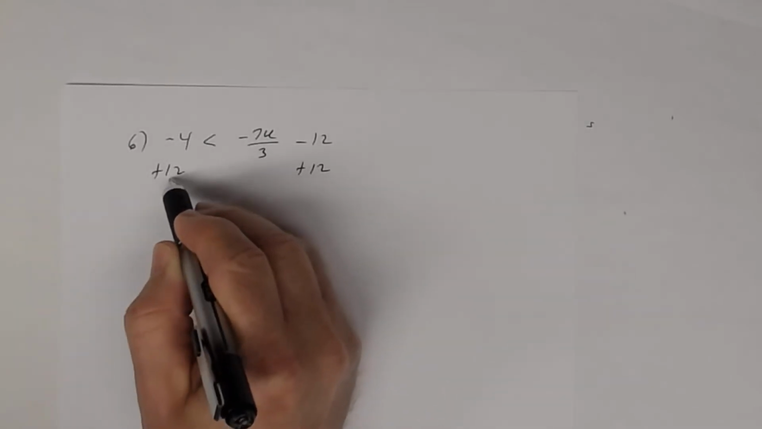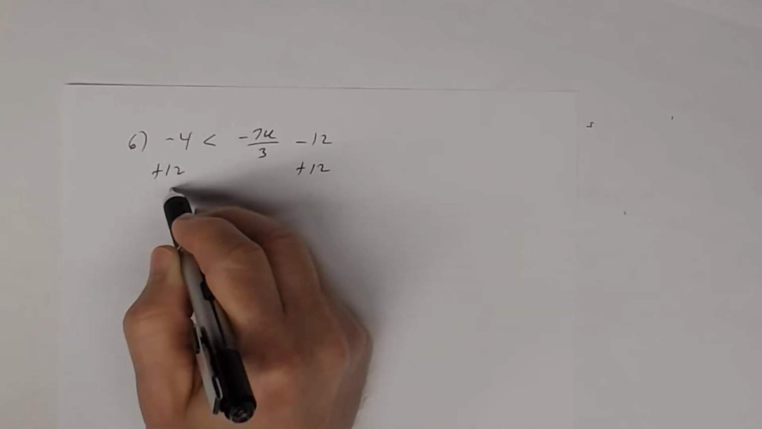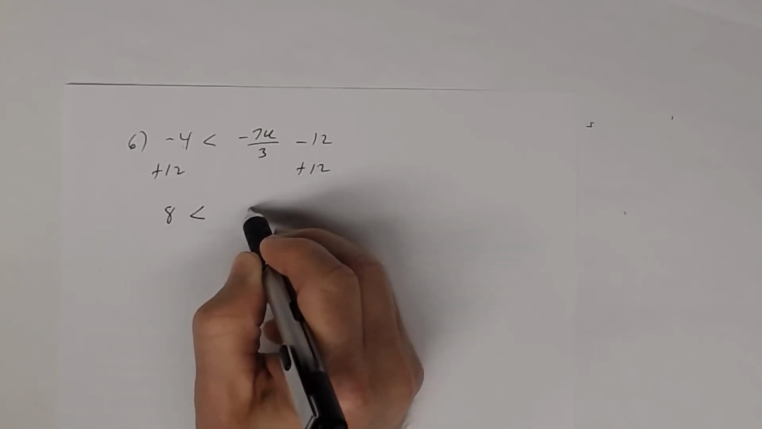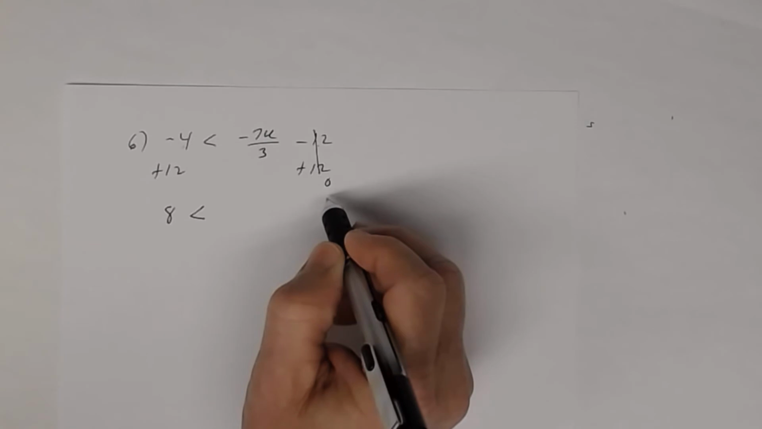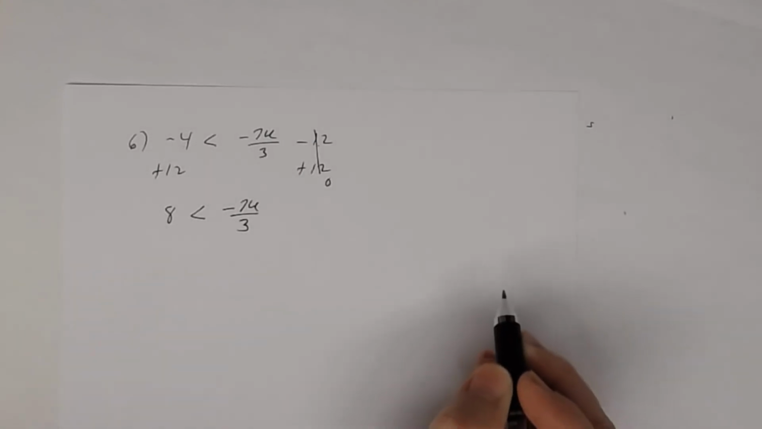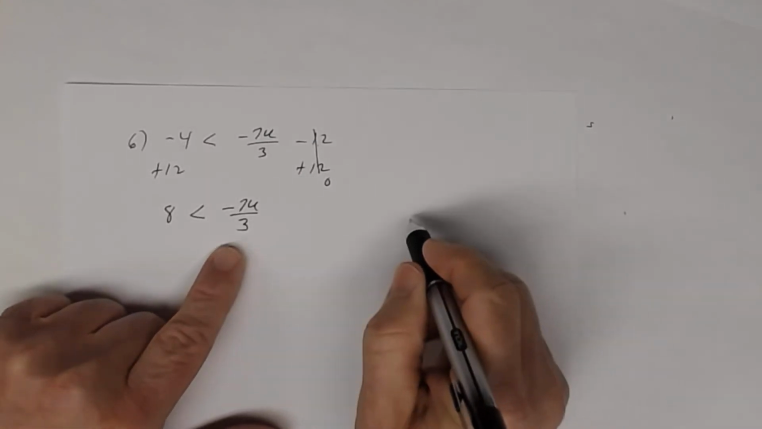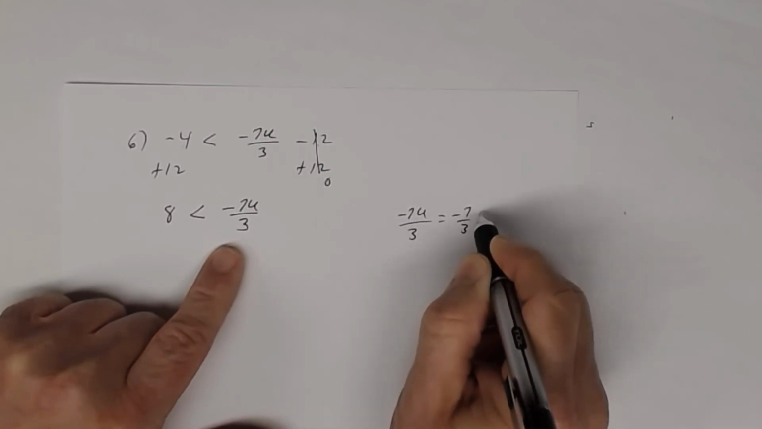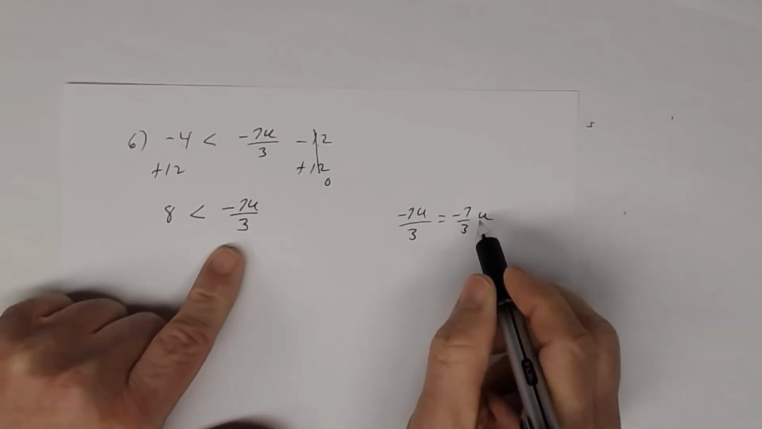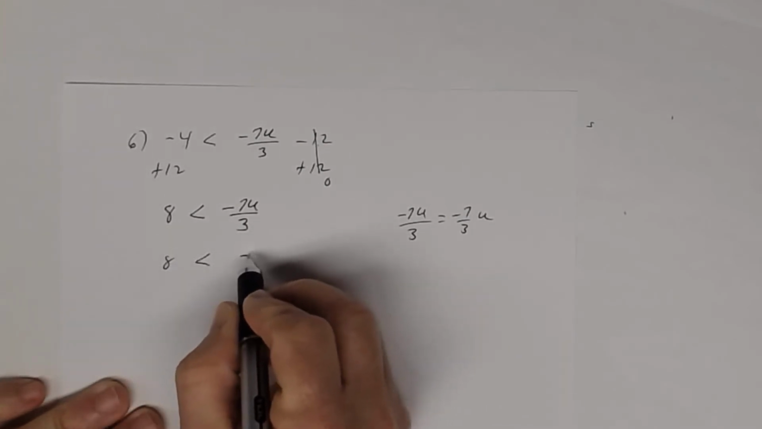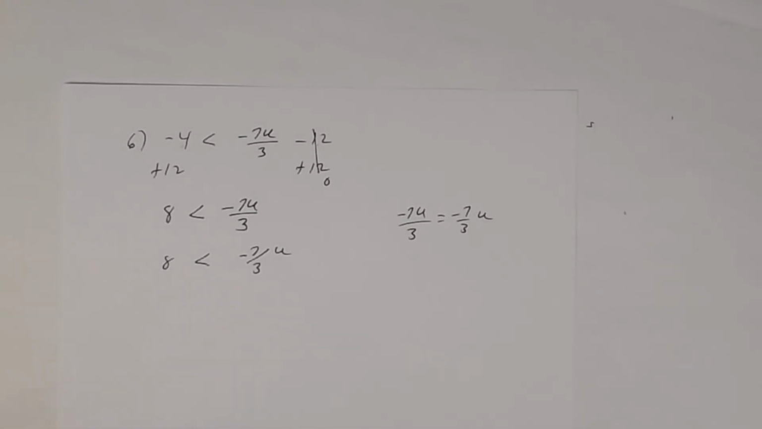What you do to one side, you do to the other. Once here, once here. Negative 4 plus 12 is 8. So I get 8 is less than, and this is 0. Negative 12 and its opposite add up to be 0. And you get negative 7u divided by 3. Now remember how we talked about earlier, that negative 7u divided by 3 means the same thing as negative 7/3 times u. It helps sometimes to write it as a coefficient times the variable. So this becomes 8 is less than negative 7/3 times u. All right, and so now one more step and we're done.